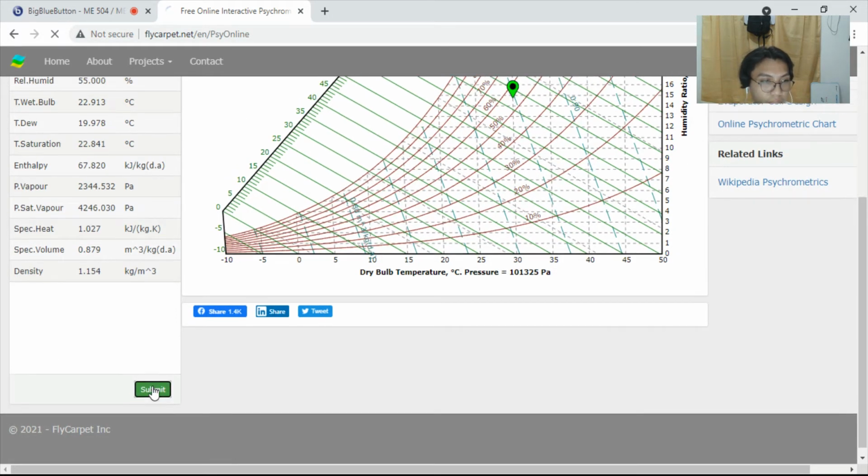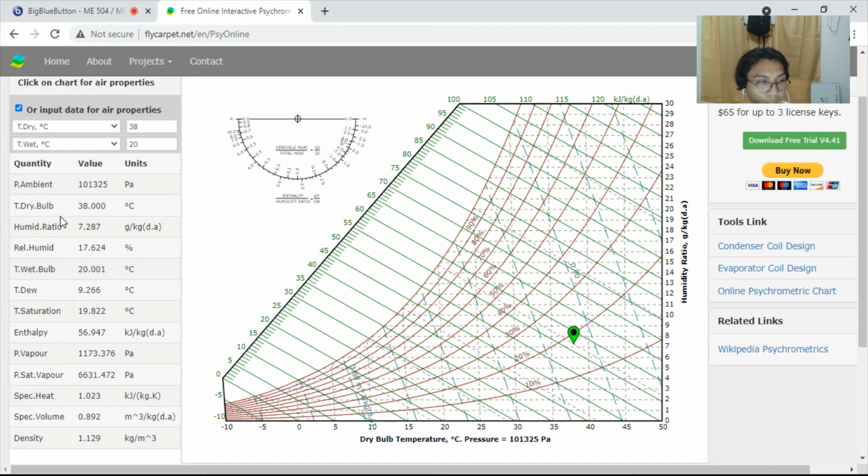The answer is humidity ratio 0.007287. Tama ba? Dry bulb, wet bulb. Okay. Tapos 30 and 28 wet bulb. Tama naman. Parang may mali. 38 wet bulb.